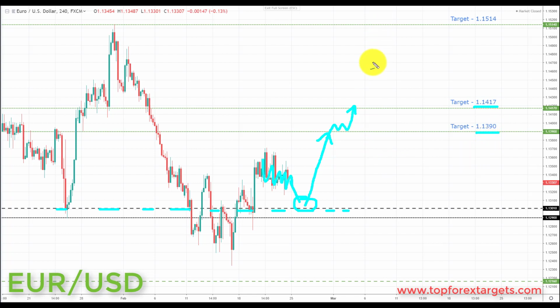Now it may take a couple of weeks, but if we can break above both of these key areas of resistance here, we start to test this as support, we're going to be looking up towards the next key area of resistance to the upside at the 1.1514.